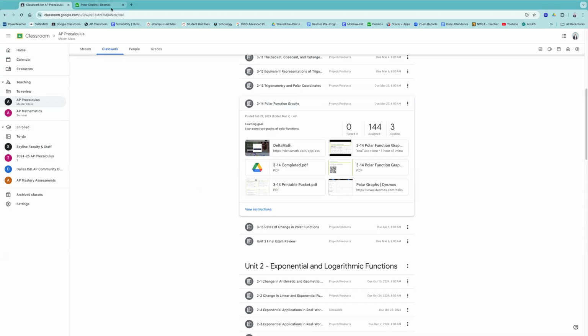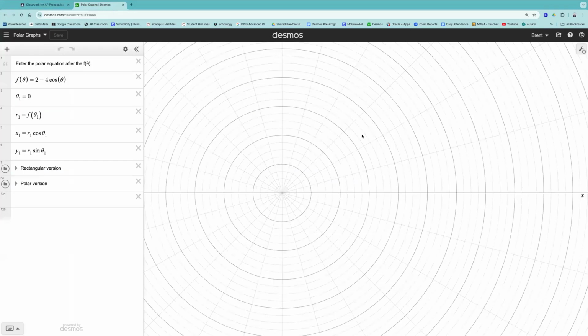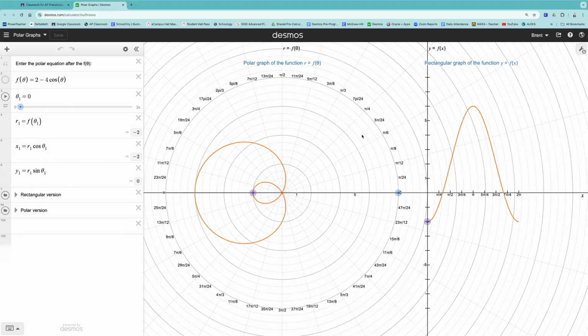Make sure you have that graph going. I'll let you pause your video to get there. It should load with something similar to mine. Make sure you have this graph open. We will use this all throughout today's class period to really help us out. So go ahead and do that now. Make sure you go to Google Classroom, 3-14. You'll see a Polar Graphs attachment.